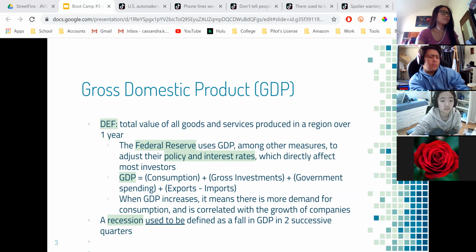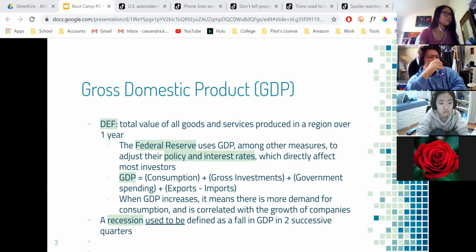And then the third thing that we're going to use is the government spending. Government spending, it's in the name, it's just how much money our government uses every year. And then the last thing is exports minus imports. Exports, of course, are the value of all goods and services sent from our country to another country. And the imports are from another country to our country.